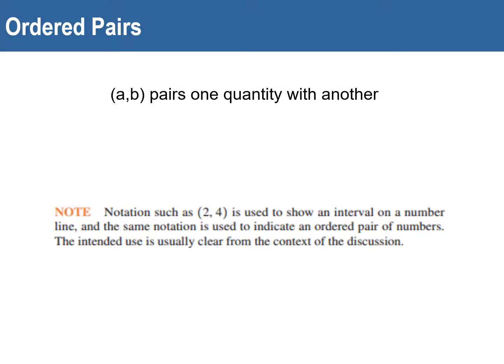We use ordered pairs to relate one quantity to another. Now, an ordered pair also tends to look like an interval on a number line. So you need to be careful when you're reading a problem that you understand which one we're looking for. Usually the context is incredibly clear.